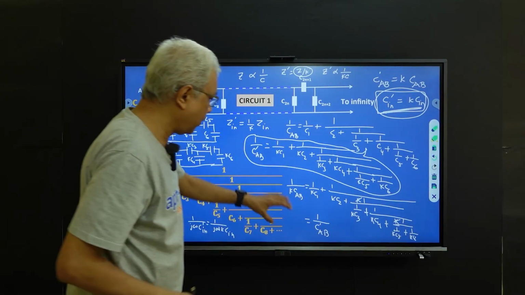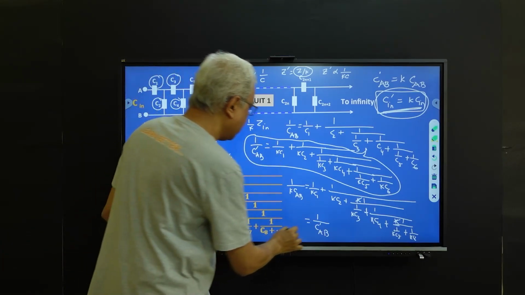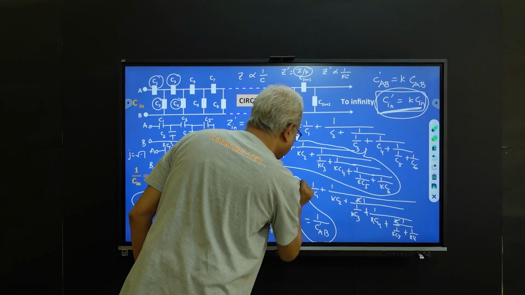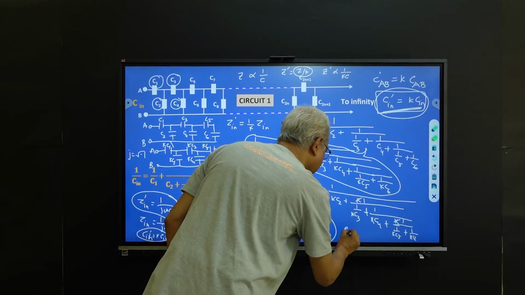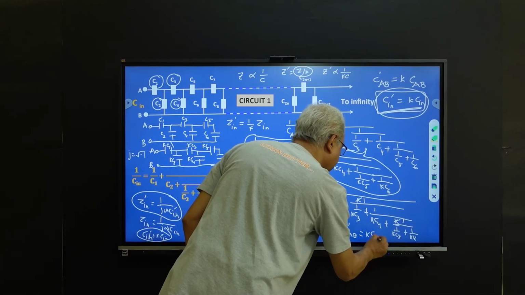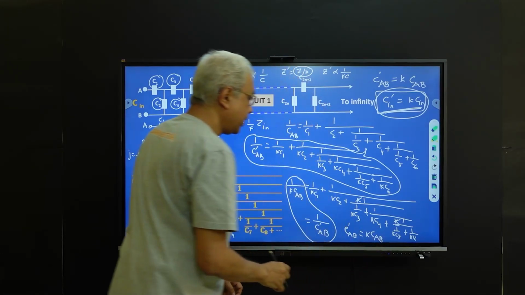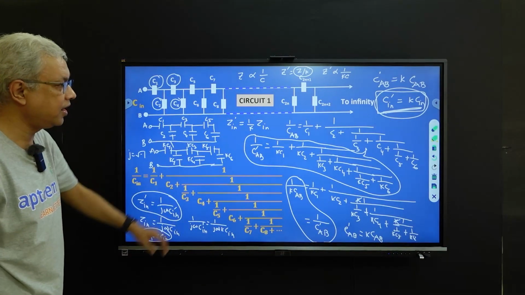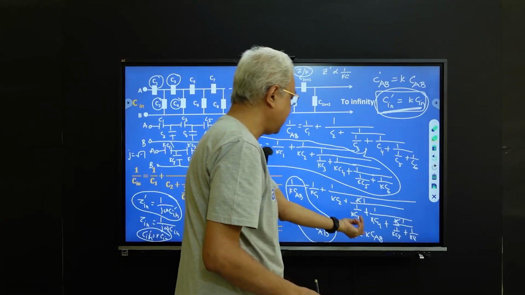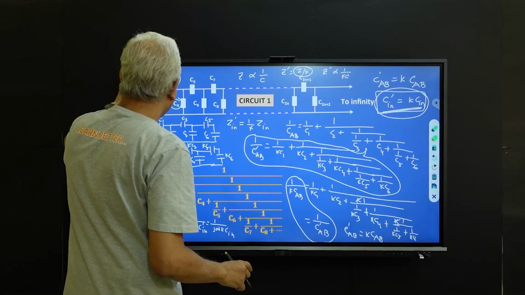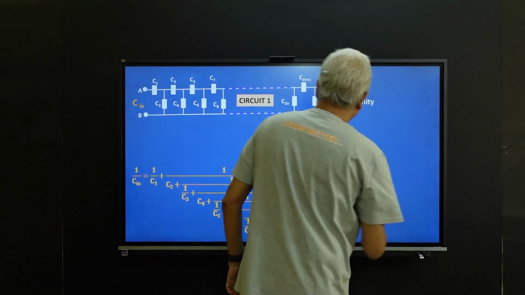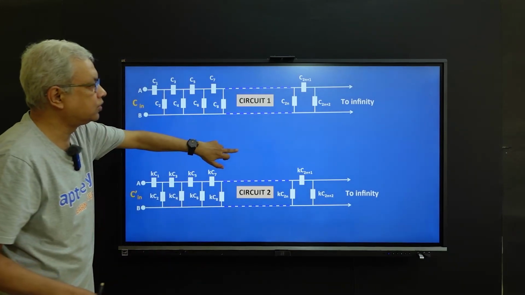And we could also show it straightforwardly like this, because from this expression we could show that C dash AB equals K times C. Okay, so I hope this is clear. So the equivalent capacitance is K times the equivalent capacitance of this circuit. So I think you have understood the problem.